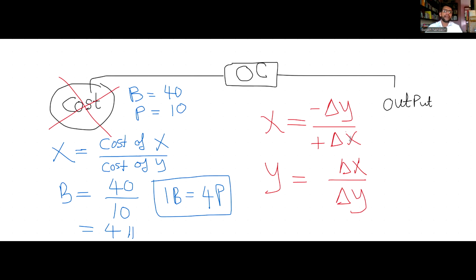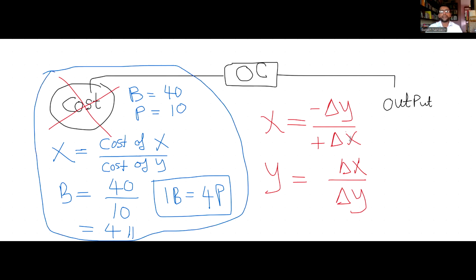But I don't think that your question paper is focused on this. Just forget this one, but learn it. Focus on this one. Opportunity cost of X equals delta Y divided by delta X. Opportunity cost of Y equals delta X divided by delta Y. Just assume that you produce in this example question.